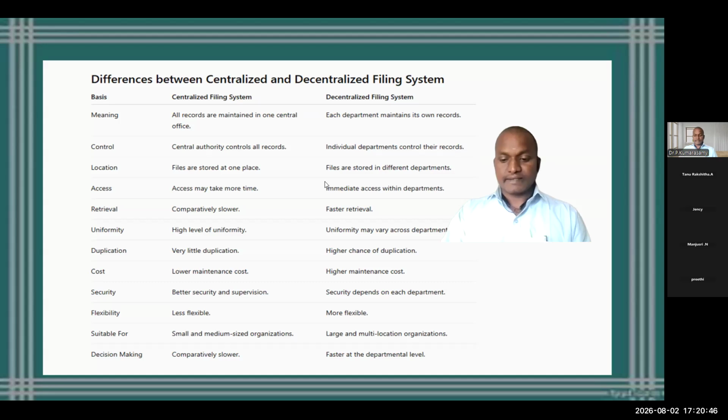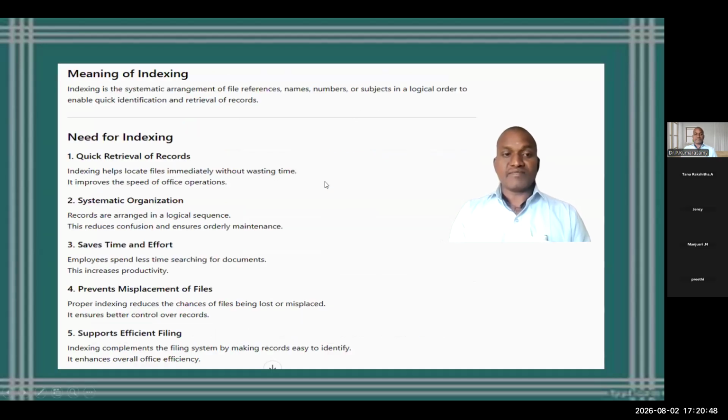Then indexing. The meaning of indexing we already discussed: systematic arrangement of file references, based on name, based on numbers, based on logical coding. The reason for assigning them is to enable quick identification and retrieval of records and documents. For that they follow indexing.